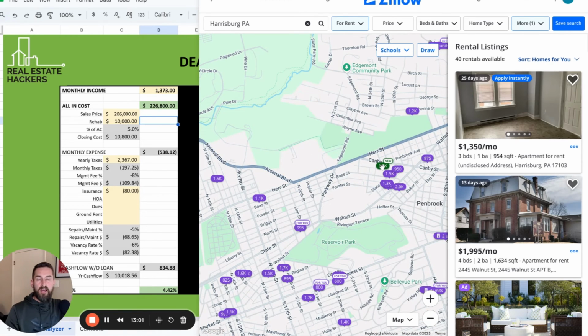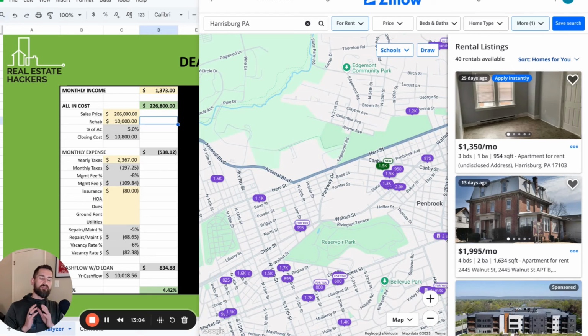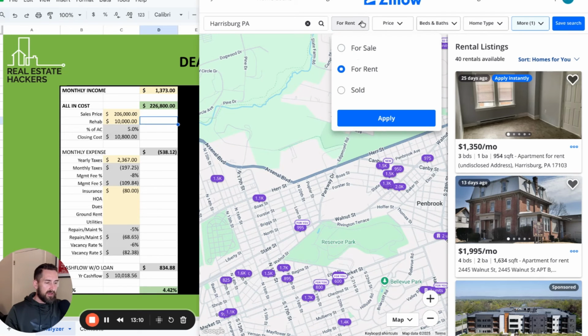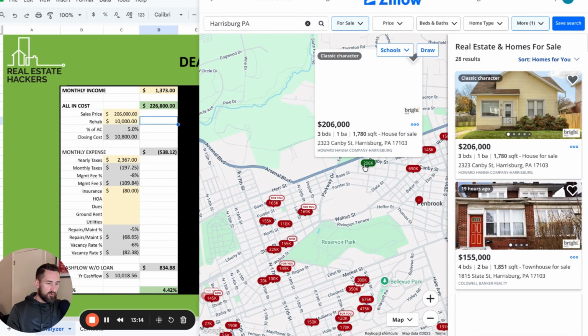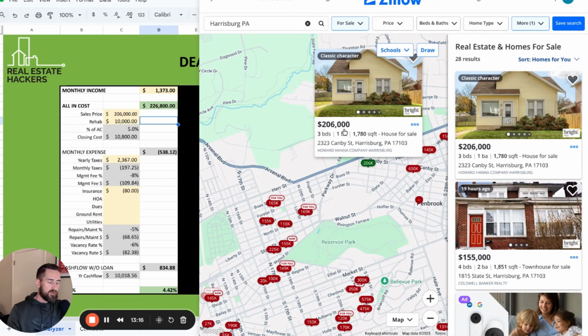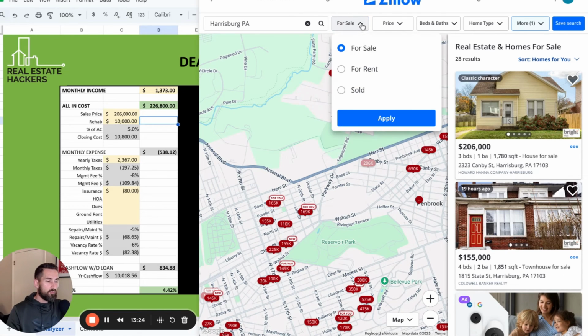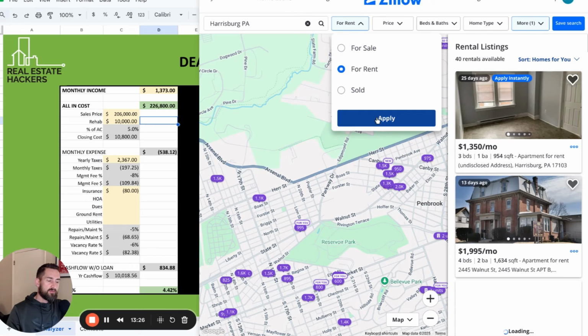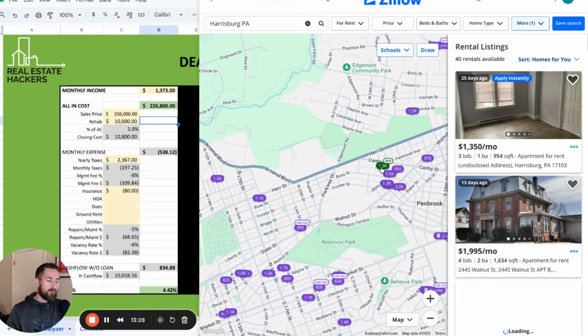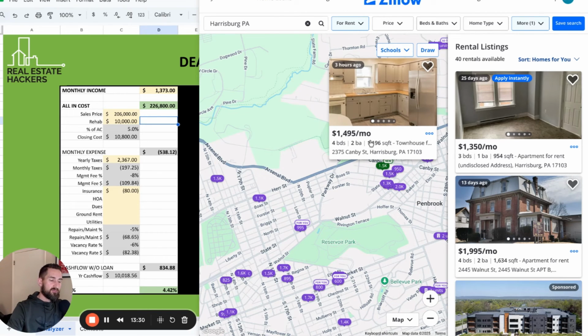When you're looking at comps, you always want to look at similar size, similar property types, and similar bedrooms and bathrooms. So if that property we selected, right here on Canby Street, is a 3-bedroom, 1-bathroom, 1,780 square foot single family house, when I look at comps to figure out how much I'll be able to rent the property for, I want to look at 3-bedroom, 2-bathroom, 1,700 square feet houses.